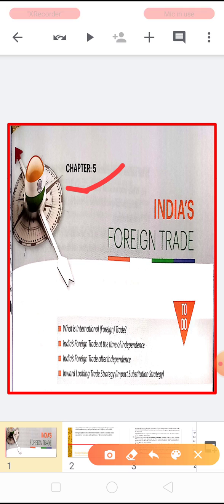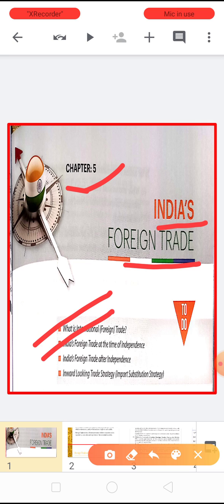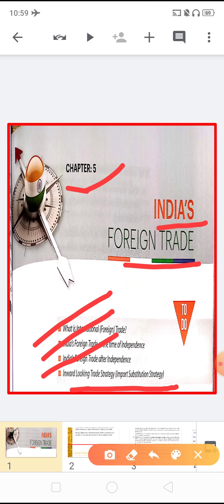Today I'm going to start the next chapter of our book, Indian Economic Development, that is chapter number 5, and the name of our chapter is India's Foreign Trade. This is the first video of this chapter, and in this video, we are going to learn what is international or foreign trade. Thereafter, we are going to learn India's foreign trade at the time of independence, India's foreign trade after independence, and at last, we are going to learn the inward looking trade strategy, that is, import substitution strategy. So, children, let us start with the first topic, that is the introduction of international or foreign trade.